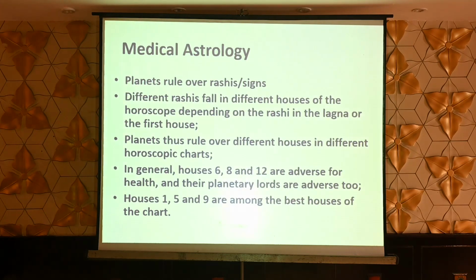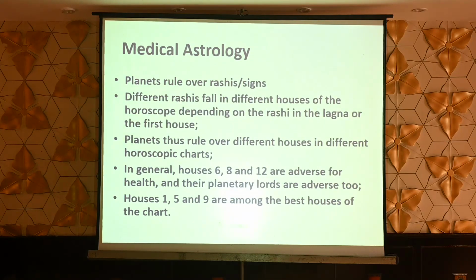Now, planets rule over the rashis. So, planets are there, rashis are there, and the planets own the rashis. They lord over the rashis. And I'll show you a diagram now that will show you how different planets rule over different signs. Different rashis fall in different houses of the horoscope depending on the rashi in the lagna or first house. So, for example, the fifth rashi falls in the lagna. So, sixth rashi will be the second house, and then seventh rashi will be the third house, and so on. Then the planets, because they rule over the rashis, will be ruling over the houses also.